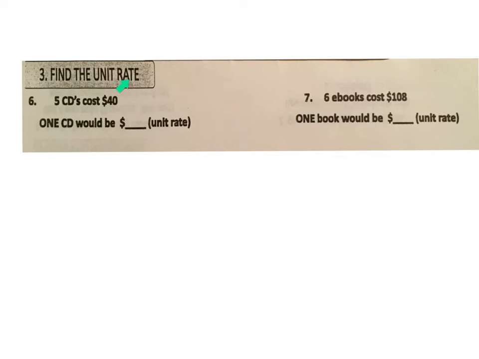Finding how much anything is as a unit of 1. So 5 CDs is $40. You will then just divide the two, write it down, 40 divided by 5, and you get 8. So your unit cost is $8 each, which is for 1 CD.